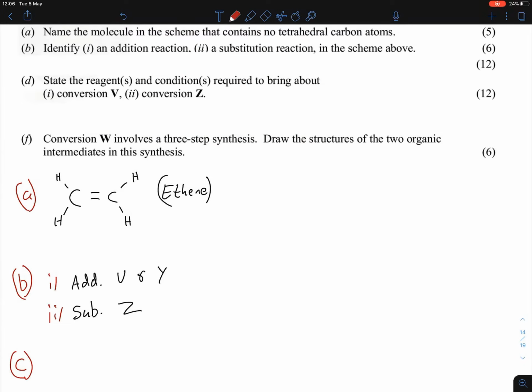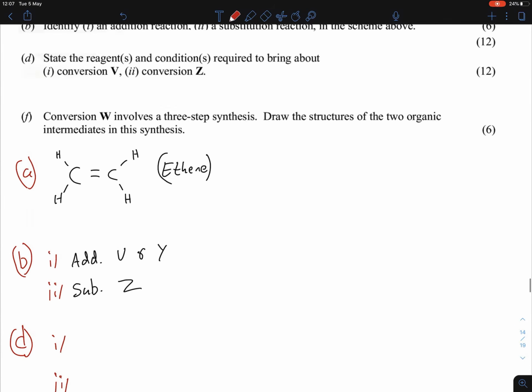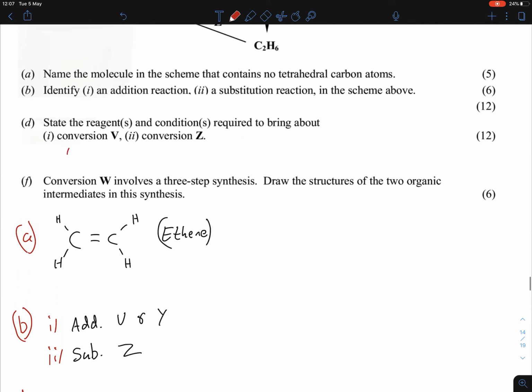Let's look at C. Oh, I skipped out C actually, didn't I? For some sort of reason, probably a mechanism. So we're actually going to move on to D. State the reagents and conditions used to bring out conversion I and II, so that's V and Z. We already said that V is our addition, and Z is our substitution.